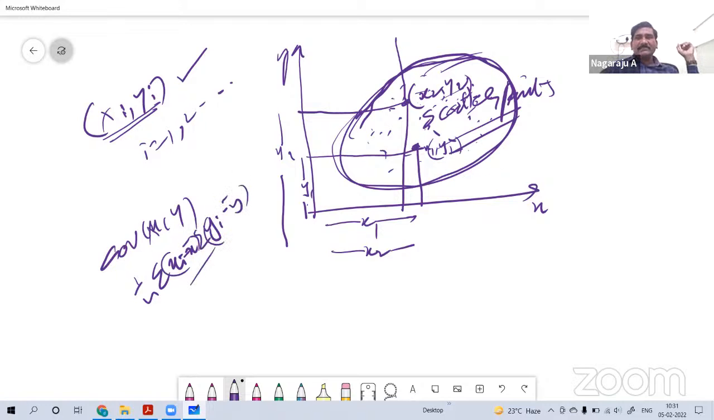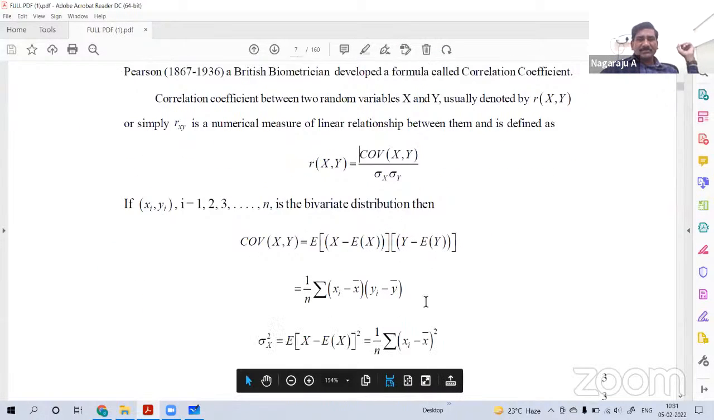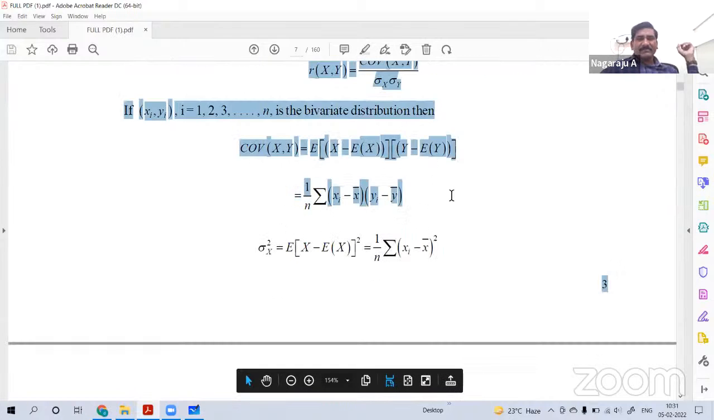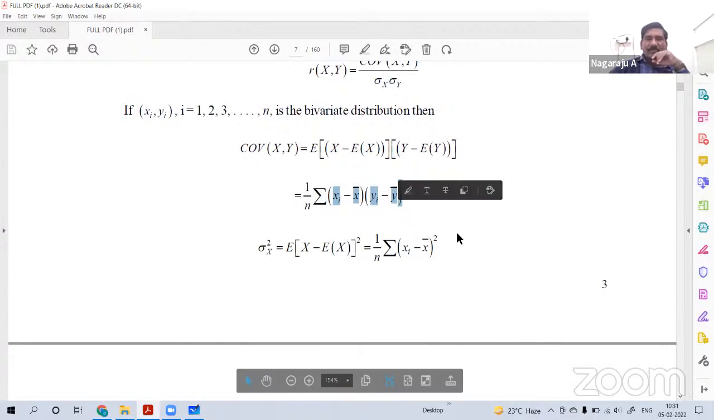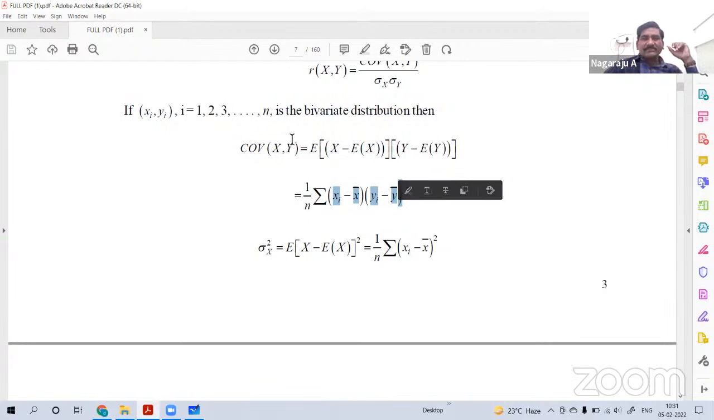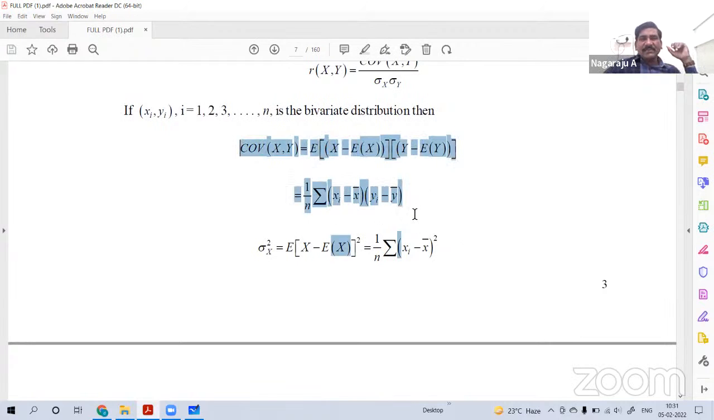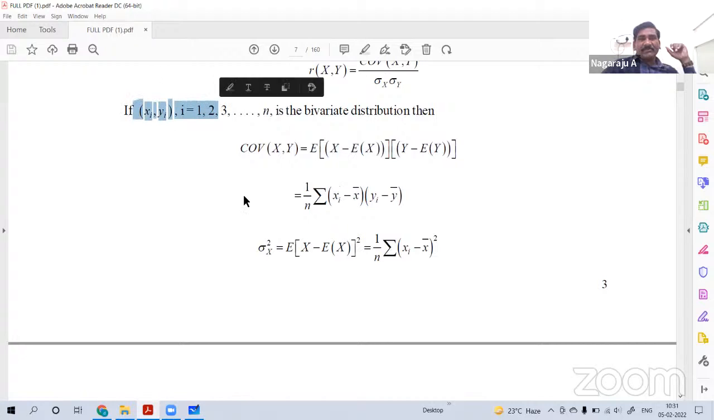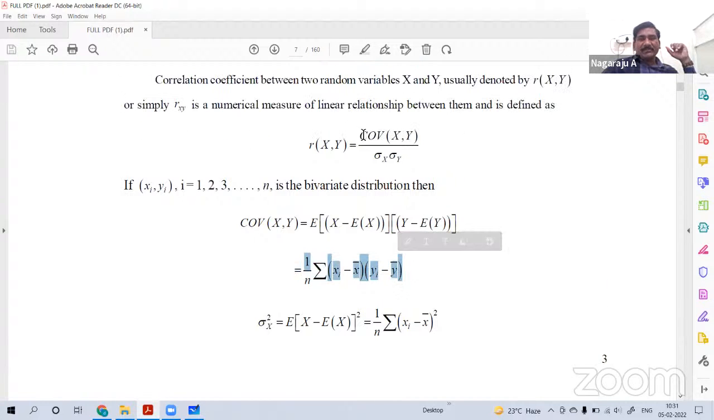So we take the observations as this: 1 by n of summation (xi minus x bar) into (yi minus y bar). This is called the product of covariance. Covariance means I will use this formula and find the covariance of x comma y. After finding these values for the given data xi, yi, I will find the value of covariance of x and y.